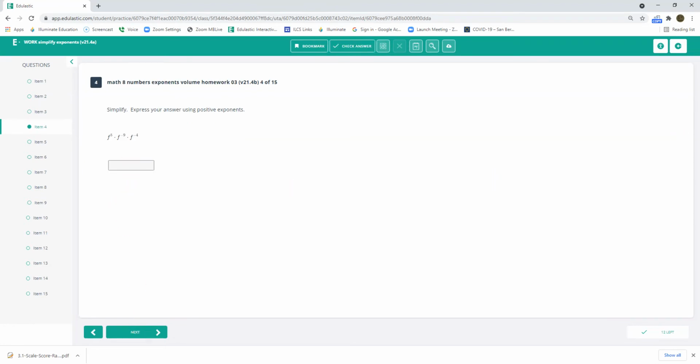All right, I'll actually draw on the screen here. So I have f to the 5th times f to the negative 9 times f to the negative 4. There's no power multiply, but there are some base adds. So what's 5 minus 4? 5 minus 4 is 1, so this is f to the 1st times f to the negative 9. That's going to be f to the negative 8.